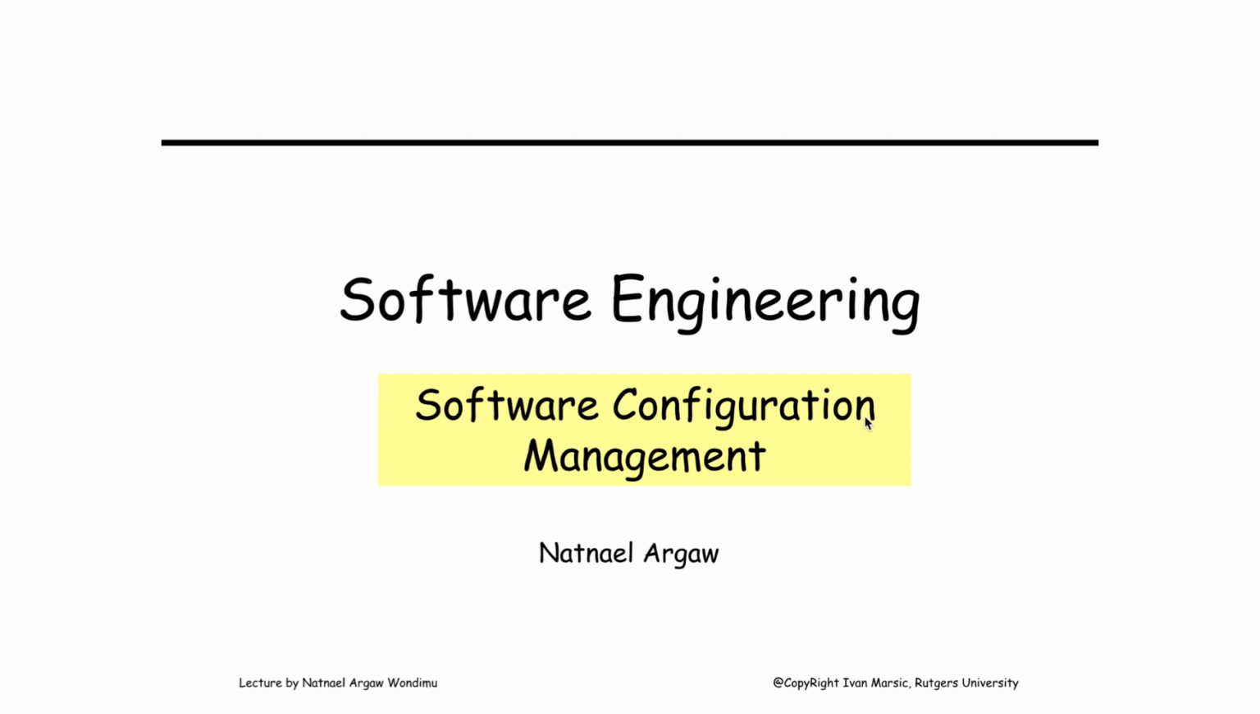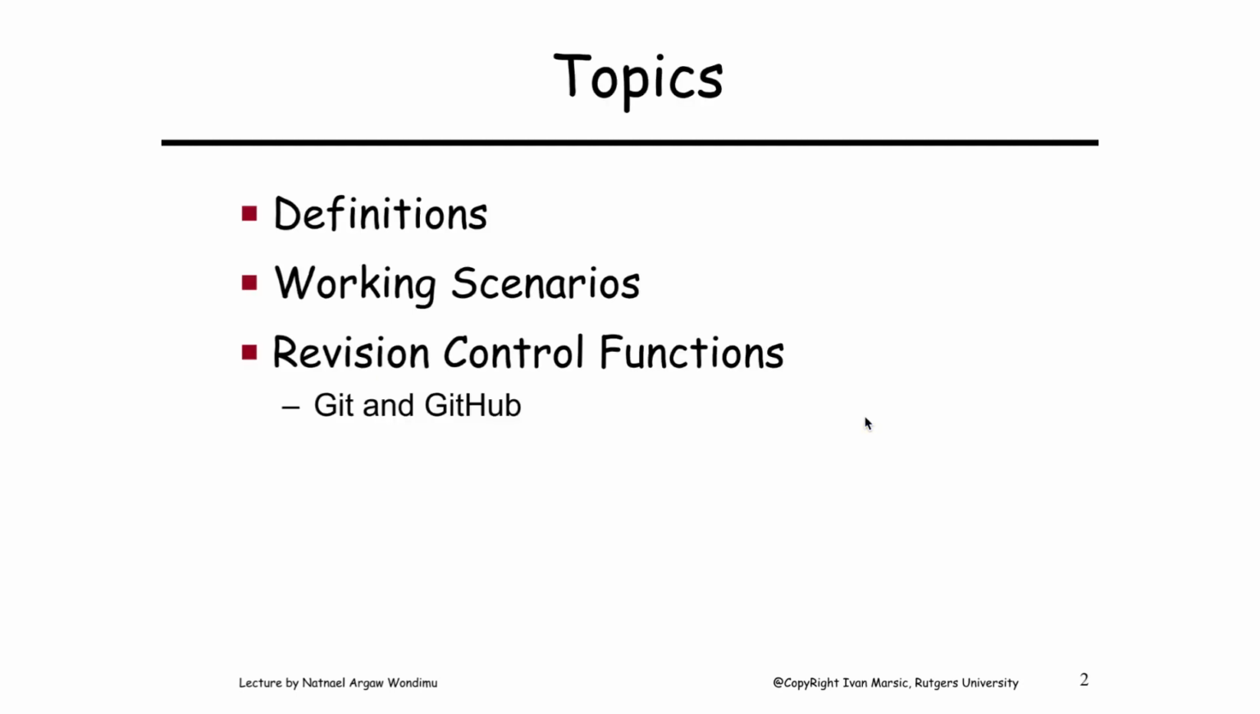In our last lecture, we have been discussing the object model and the problem modeling technique or domain modeling technique. So today, by extending these concepts of software engineering, we'll dive more into software configuration management. Specifically, we'll be discussing the definitions of software configuration management, the working scenarios for software configuration management, and we'll see some revision control functions or distributed version control systems like Git and GitHub.